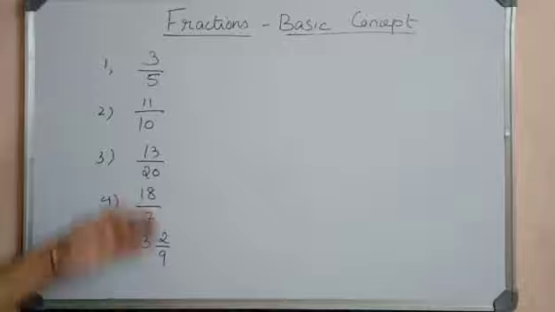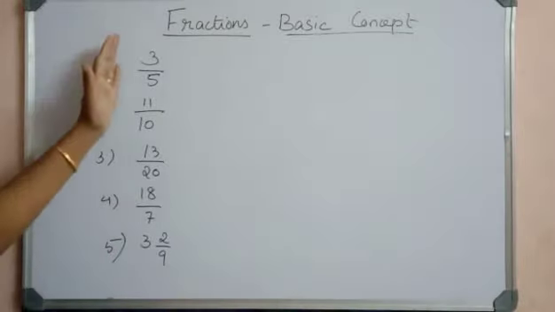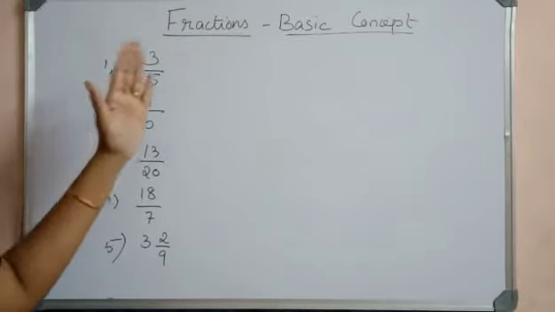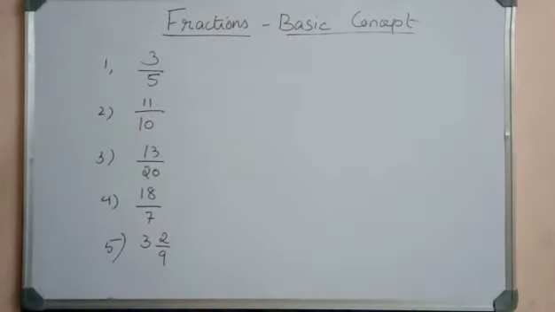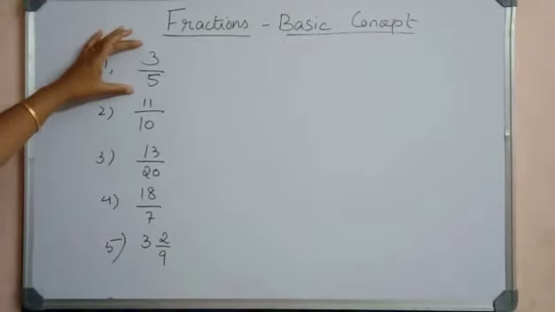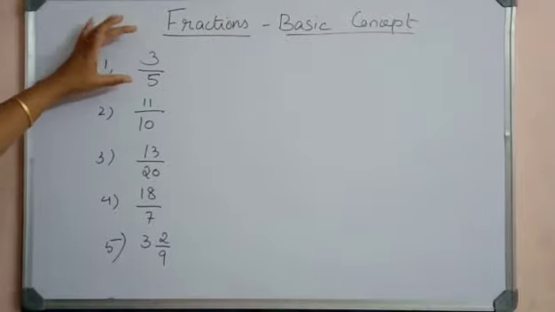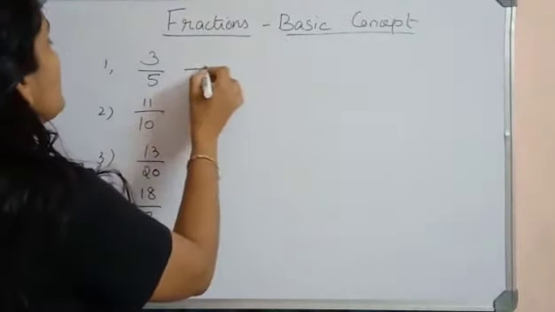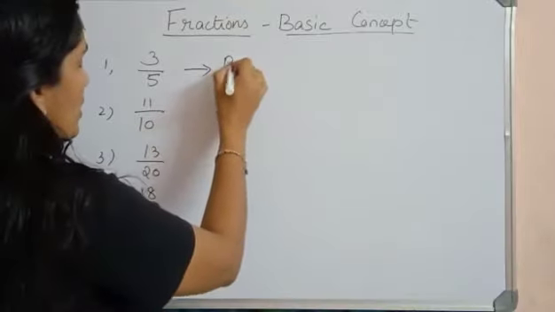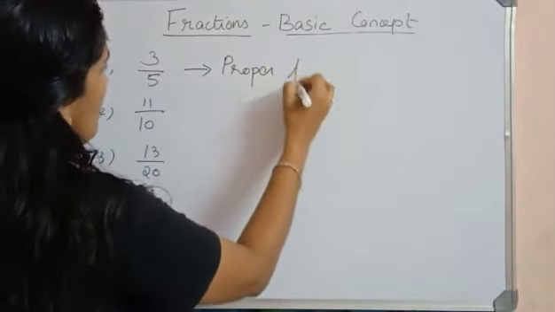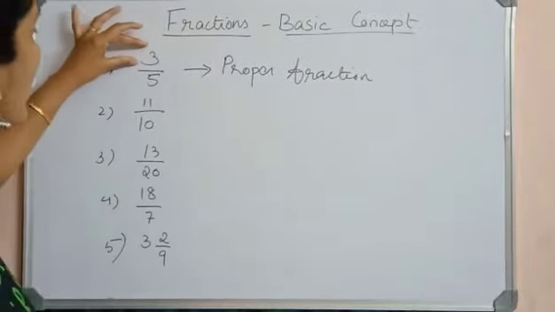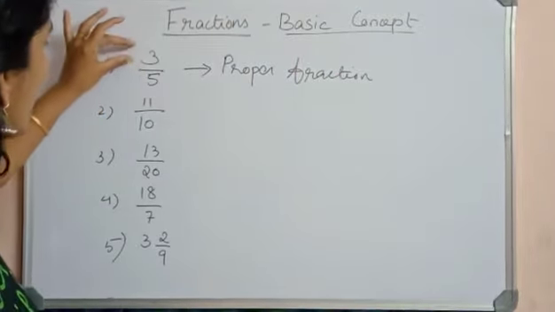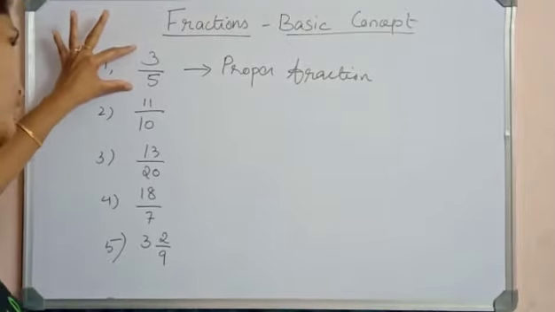Now let's consider some examples. We need to classify these into different types of fractions. Might be a proper fraction, improper fraction, vulgar fraction, or a decimal fraction. Consider the first one, 3 by 5. What is this? This is an example of a proper fraction. Here the numerator is lesser than the denominator, so we can say that this is an example of a proper fraction.